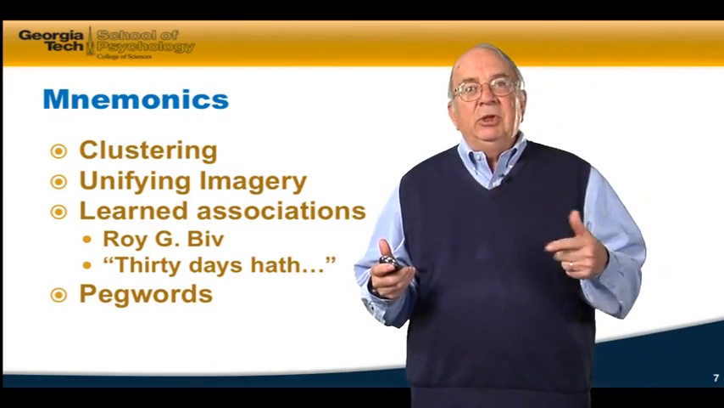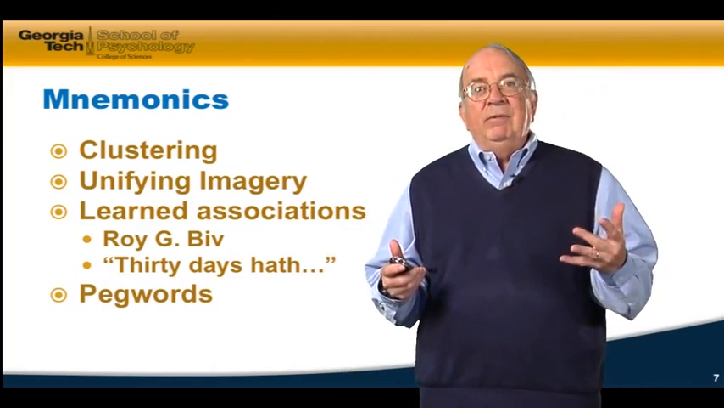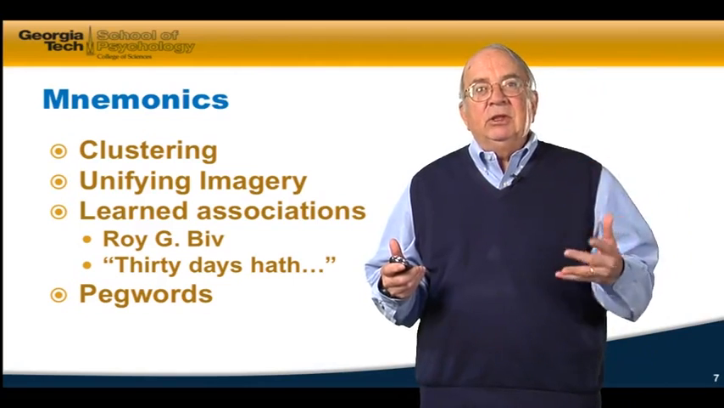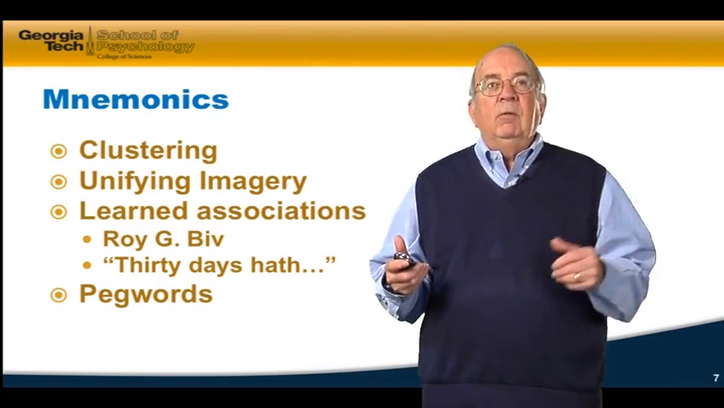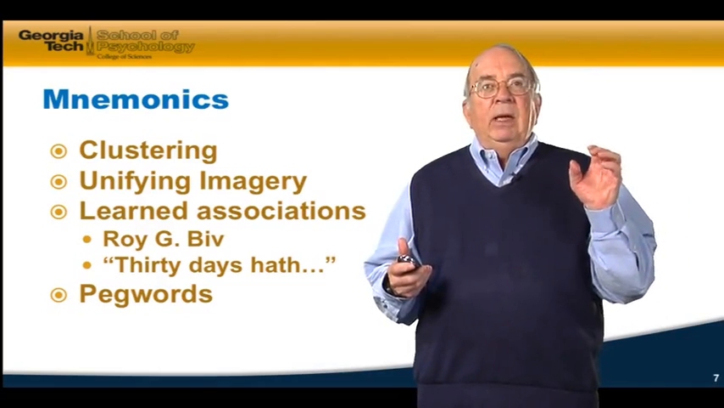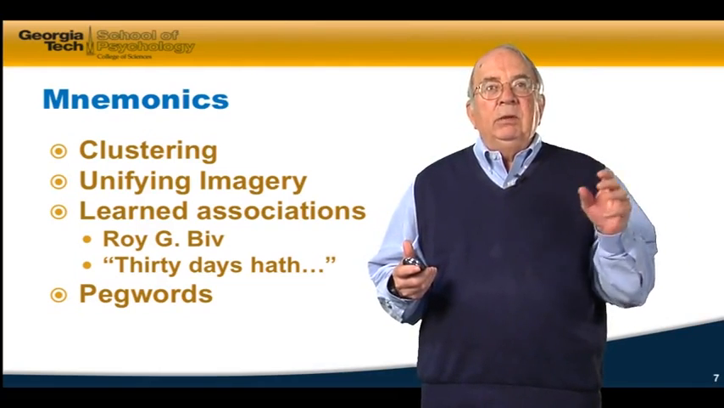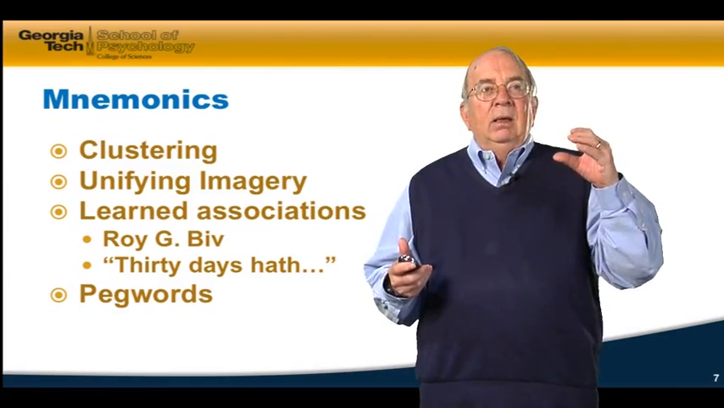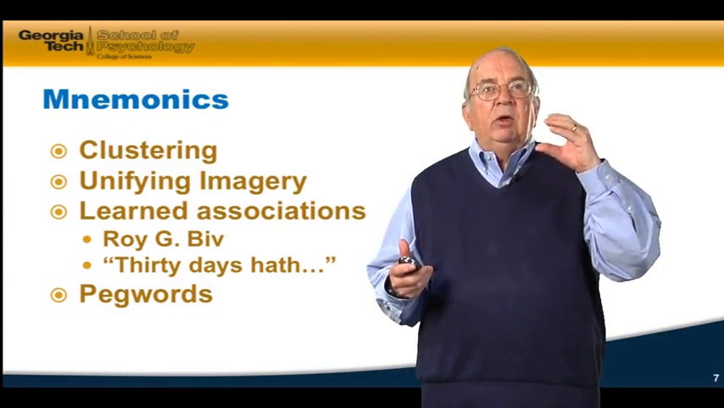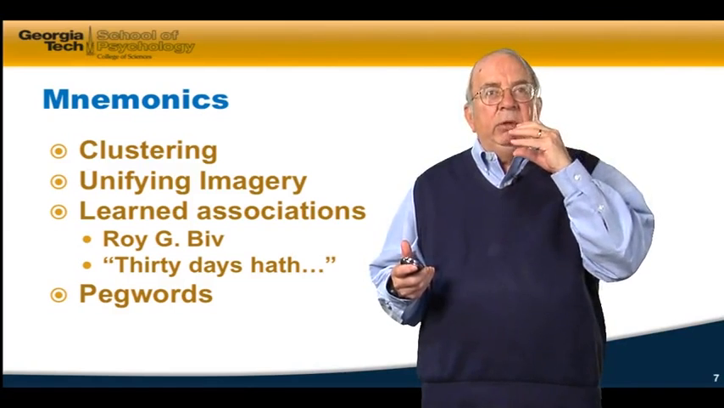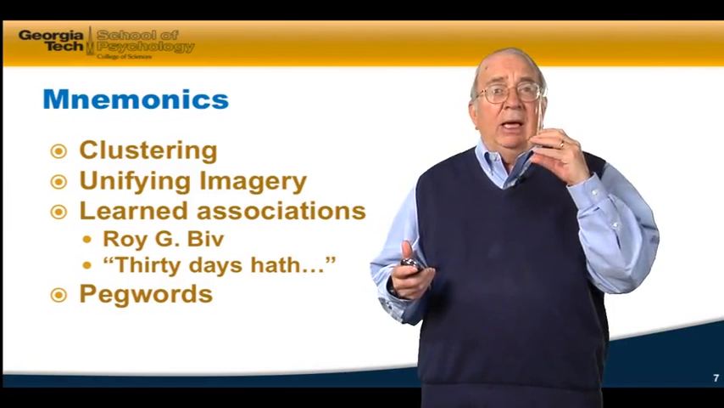1 is a bun, 2 is a shoe, 3 is a tree, 4 is a door, 5 is a hive, 6 are sticks, 7 is heaven, 8 is a gate, and so forth. And then I simply, when I say, okay, I need to get some cornflakes, 1 is a bun, I can see a hamburger bun filled with cornflakes. How crunchy it would be. It wouldn't taste like a hamburger, however.